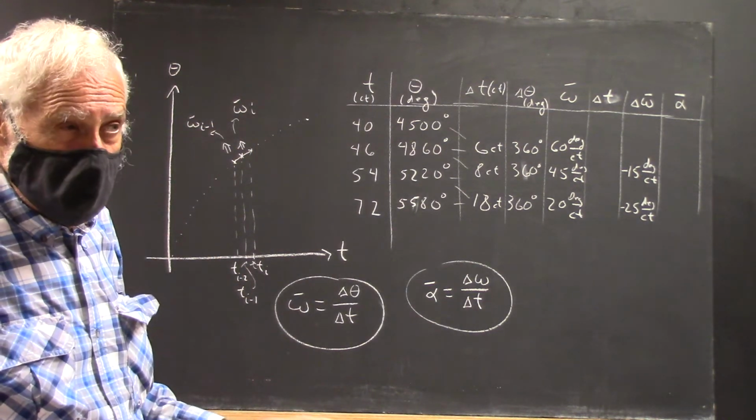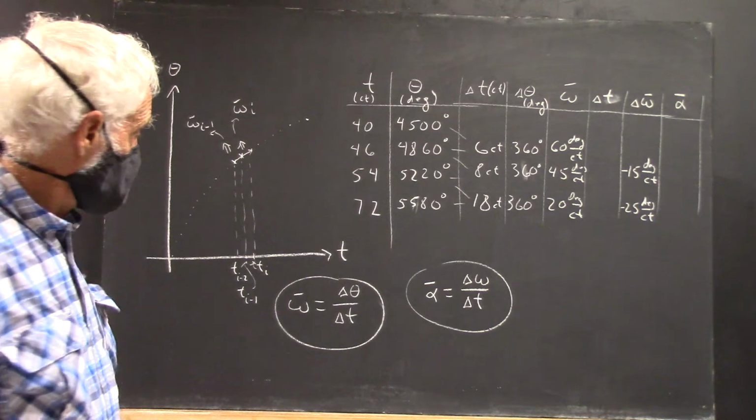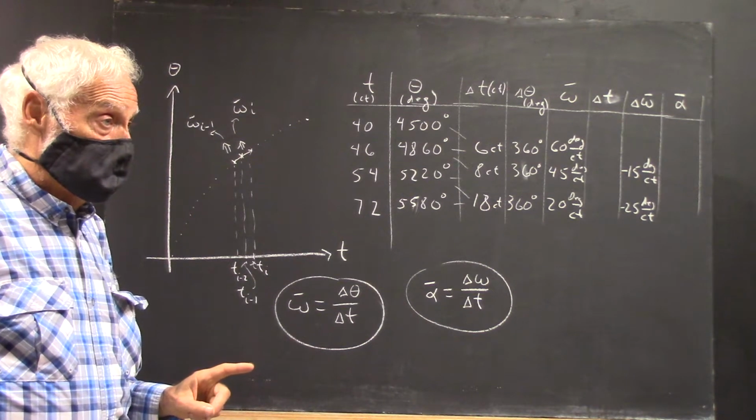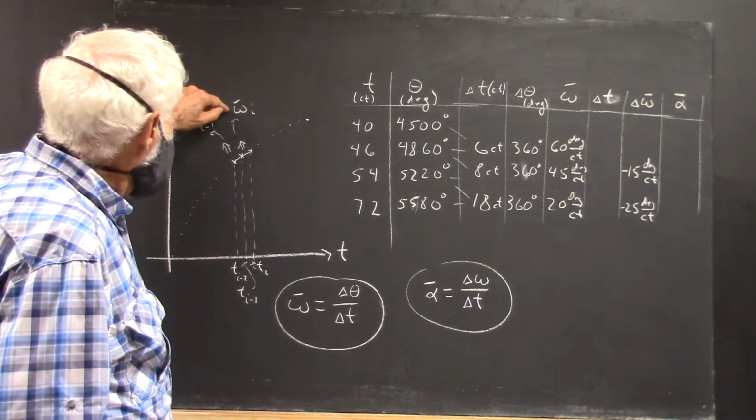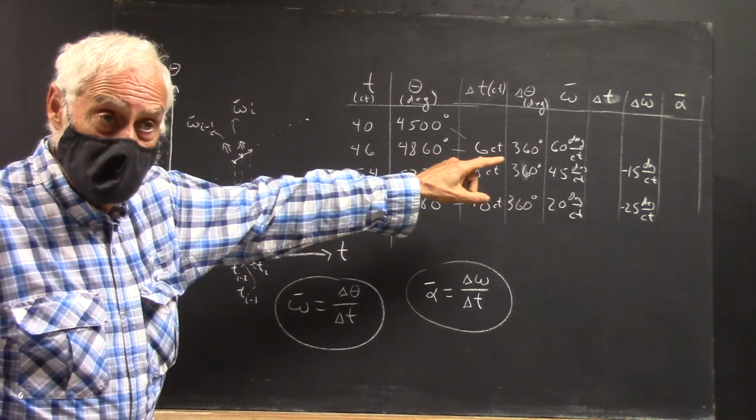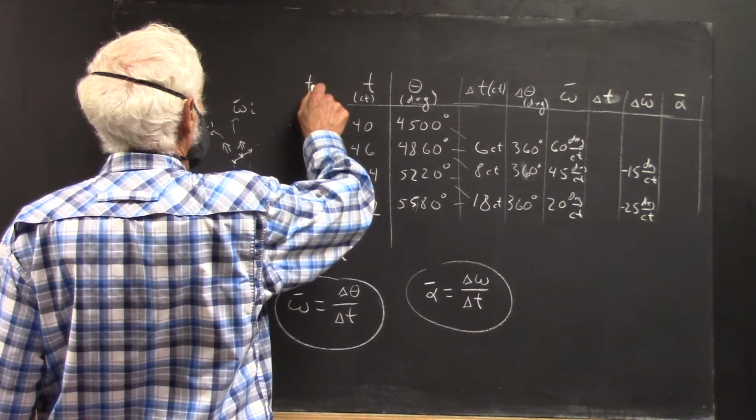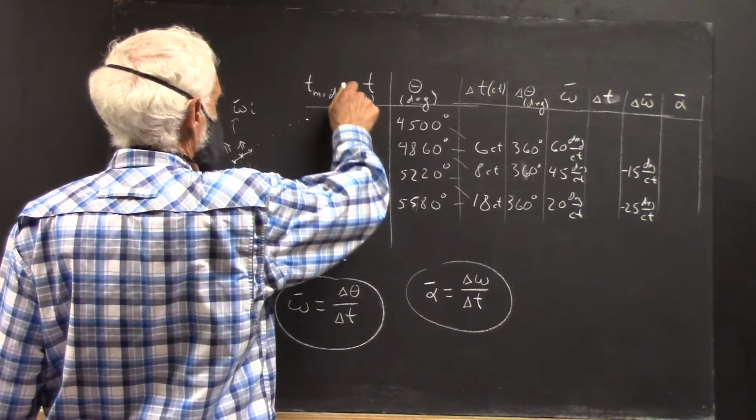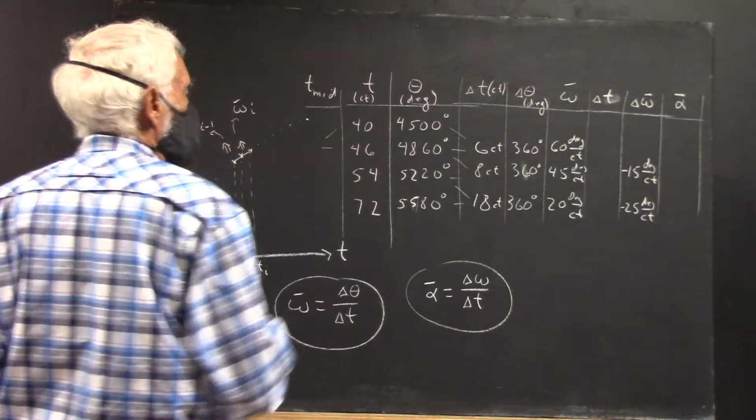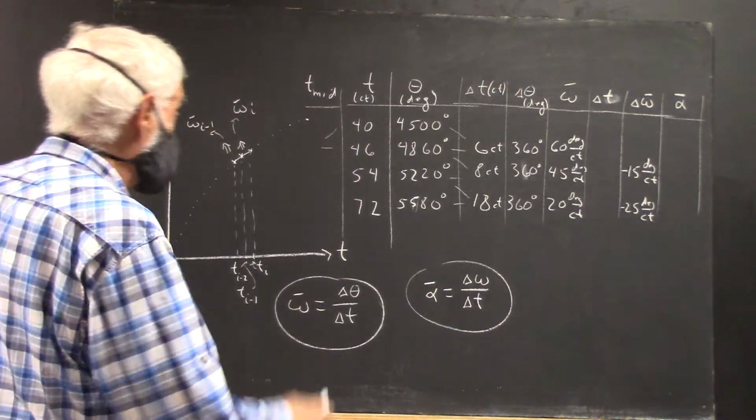Well, it can get a little complicated, but the first order answer to that is fairly obvious. It ought to be about halfway between these times, right? Okay? So we're going to say that every omega occurs at the midpoint between the two times that we use to calculate omega. So I'm going to use a column here for t mid. So for this interval here, what's the midpoint time? 43, right? Halfway between 40 and 46 is 43.